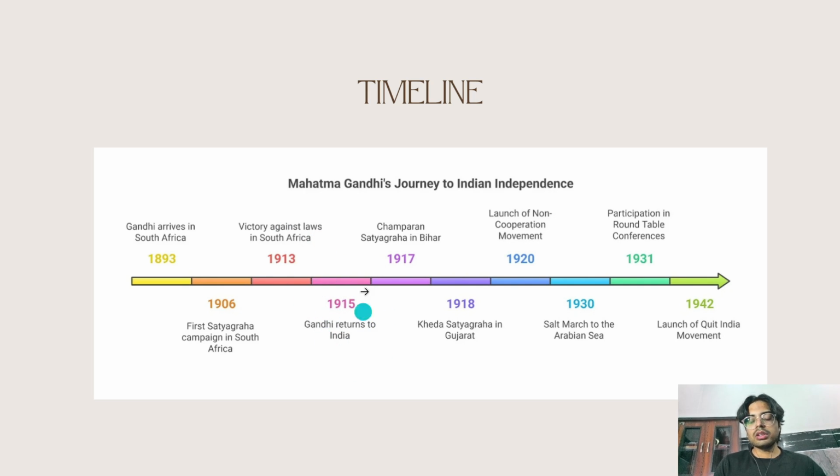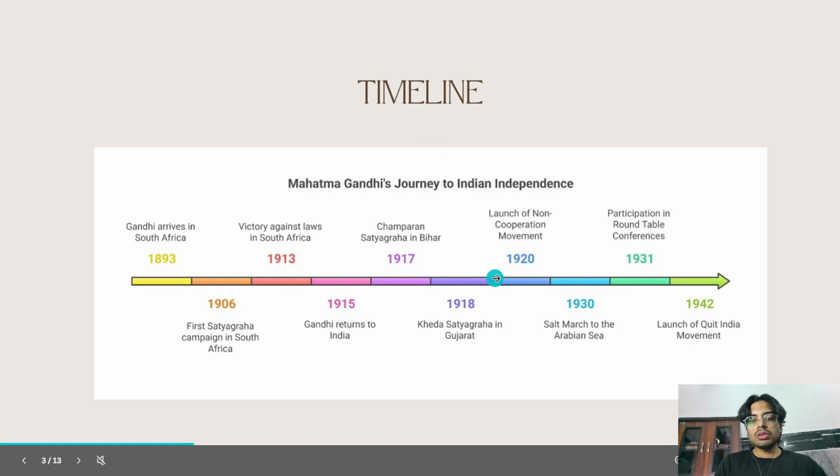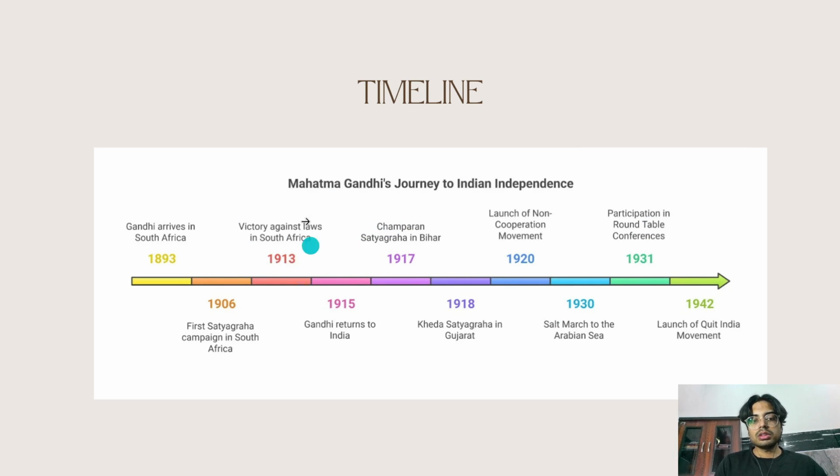So from here you need to focus. After 1915, he introduced three satyagrahas back to back. In 1917, Champaran Satyagraha was introduced in Bihar. Then in 1918, Kheda Satyagraha was introduced in Gujarat. Then in 1920, he launched non-cooperation movement, and then later on, Salt March took place in 1930 and 1931, Round Table Conference. So all of this we need to understand, how these movements took place and how it affected the nationalism of India.